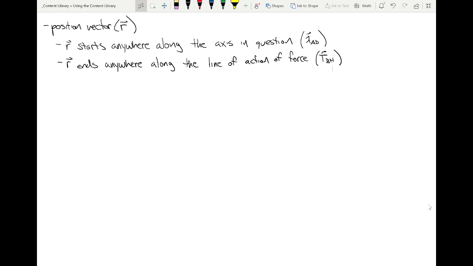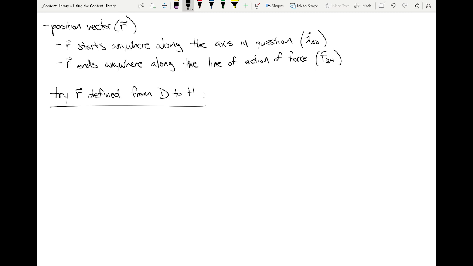Just like when we first started defining moments, I said there's two different options for the position vector, and you'll get the same answer at the end of the day. The same thing works here. So let's just try one, okay? Let's try R defined from, let's say, D to H. So, in other words, I'm starting at D and I'm going to H.